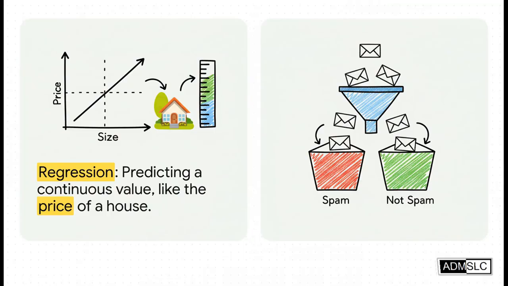The very first thing you have to do is define the problem. What are we actually trying to achieve here? Are we trying to predict a number, like the price of a house? Well, that's what we call a regression problem. Or are we trying to sort things into buckets, like figuring out if an email is spam or not spam? That's a classification problem. Knowing which path you're on right from the start changes everything.